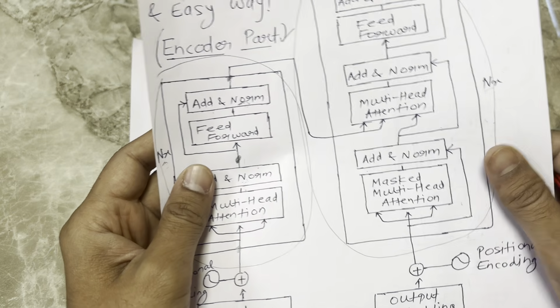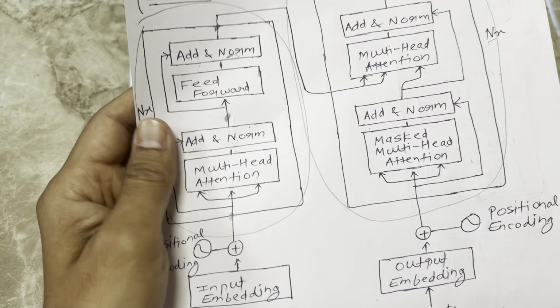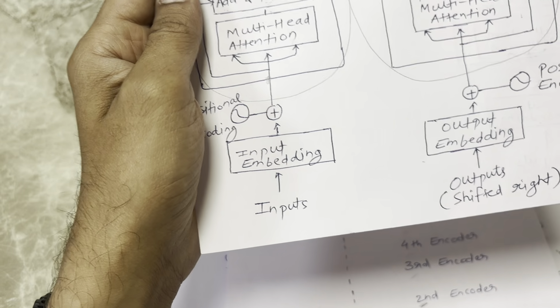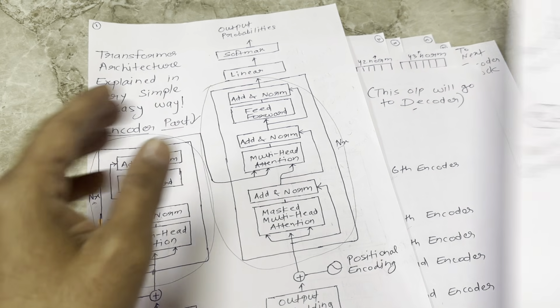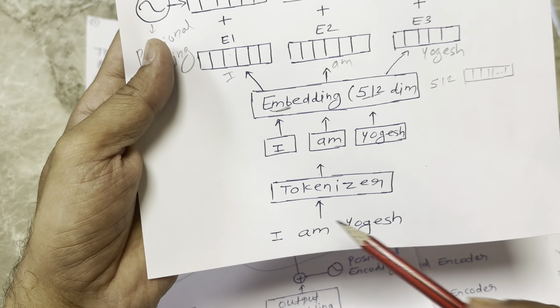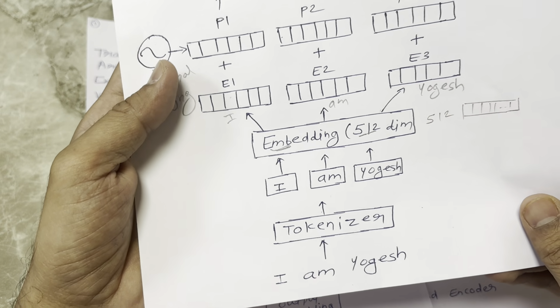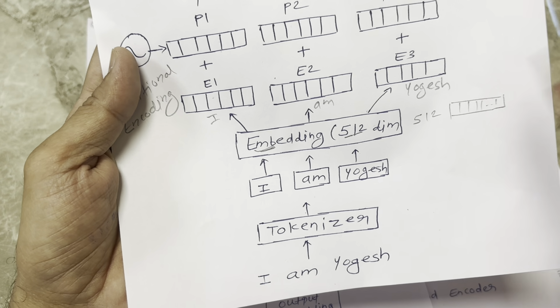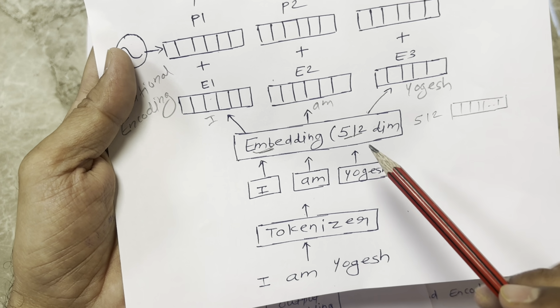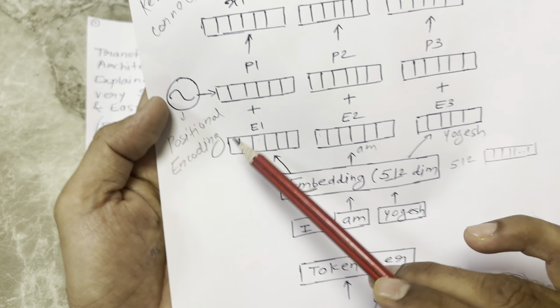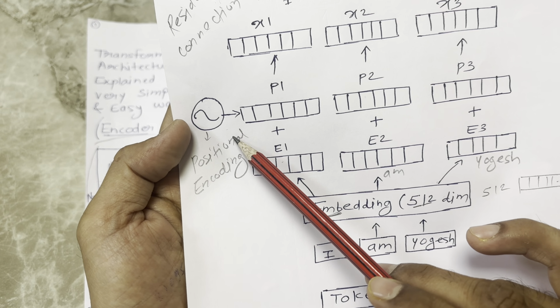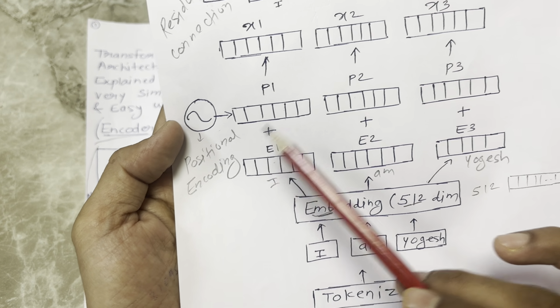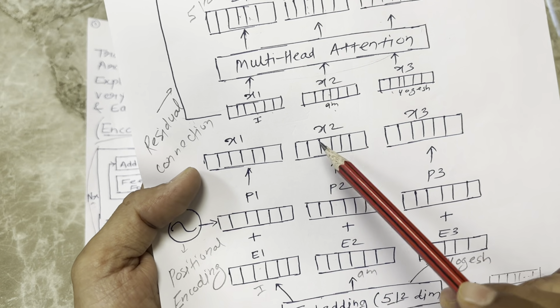We start from our input example, right? We started from our input example. What was our input? As I've given you the example here, the input was this: I am Yogesh. In the input block, we do 3 operations: tokenization, embedding, and positional encoding. And from there we get vectors. Which ones? X1, X2, X3.